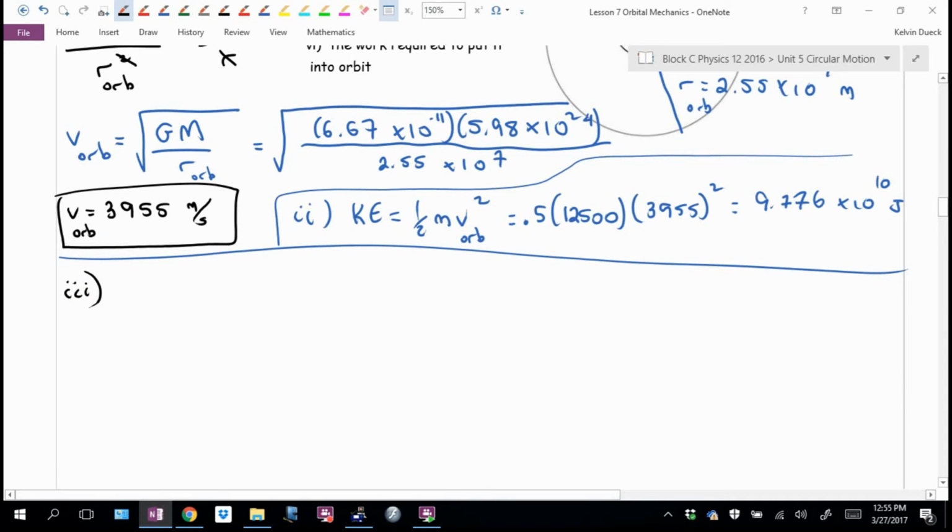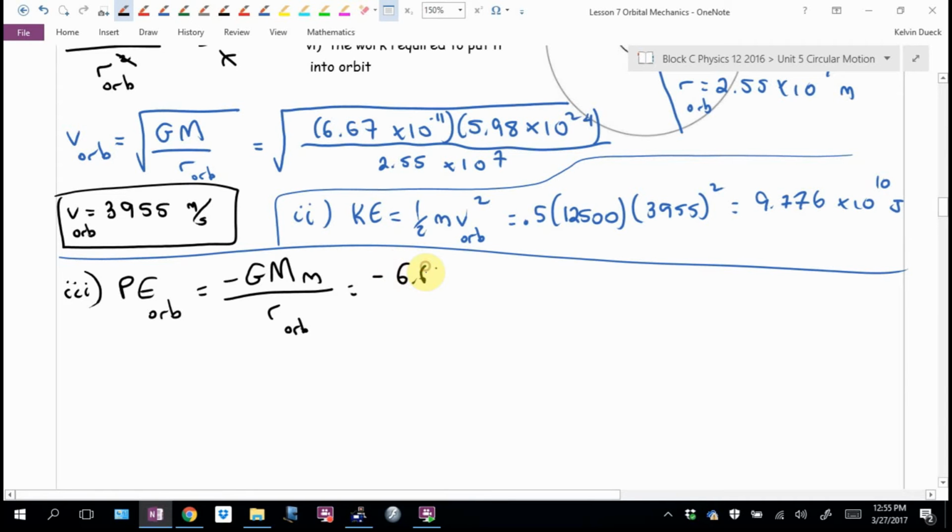Ethan, what's the third thing they wanted me to find? I've scrolled down now, you'll have to tell me. It's potential energy in orbit. Oh, potential energy in orbit? Why can't I just go mgh? Okay, gravity's changing. So, Ethan, we're going to have to use our cosmic potential energy, which is negative big G, big M, little m, all over R orbit, right? Yeah. Which is going to be lots of typing.